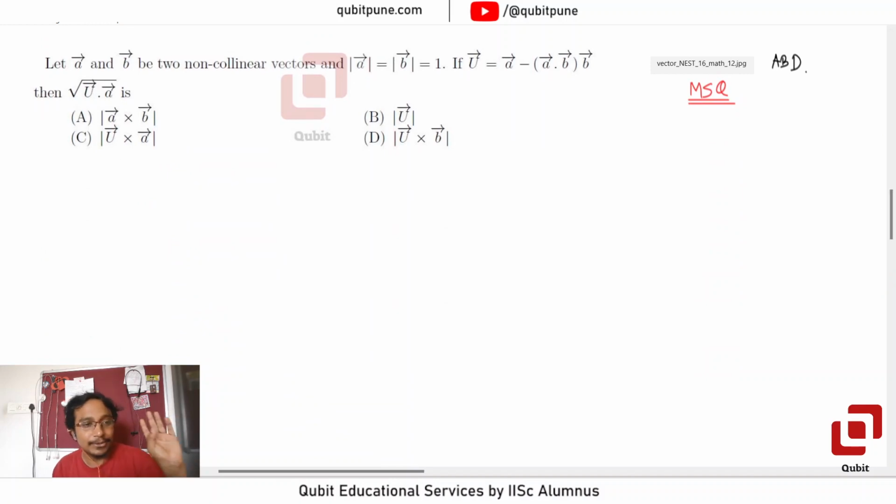Okay, this is also a very nice MCQ, MSQ. If we go by the standard method, only one result is obtained. Unless you know that it is a multiple select question, you will end up happily marking that option and proceeding. But actually, it has other options right also. Okay, let's see this question. This is from NEST 16, question 12.